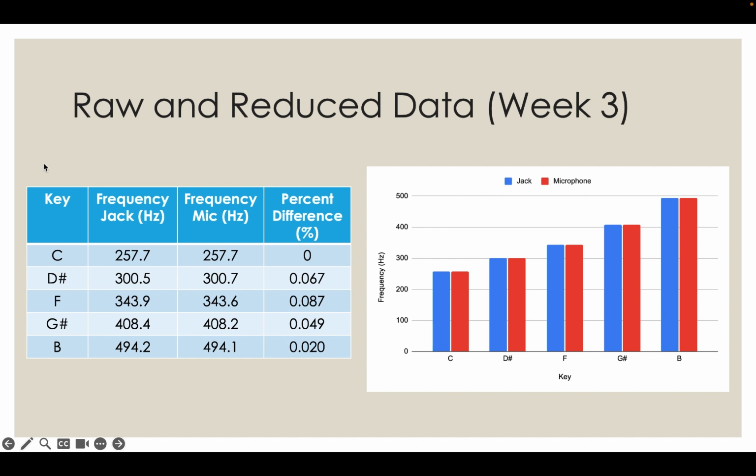And here is my data from the personal experiment. The keys I chose were C, D sharp, F, G sharp, and B. And at these different keys, I recorded the frequencies here, as you can see. Overall, they were very similar. We can see a trend between both of the frequencies at these different keys. Obviously, as the notes went up, the frequency increased because we're moving along the keyboard to the right. But at each specific key, the frequencies are almost the same. Our percent differences are less than 1% for all of our different keys.